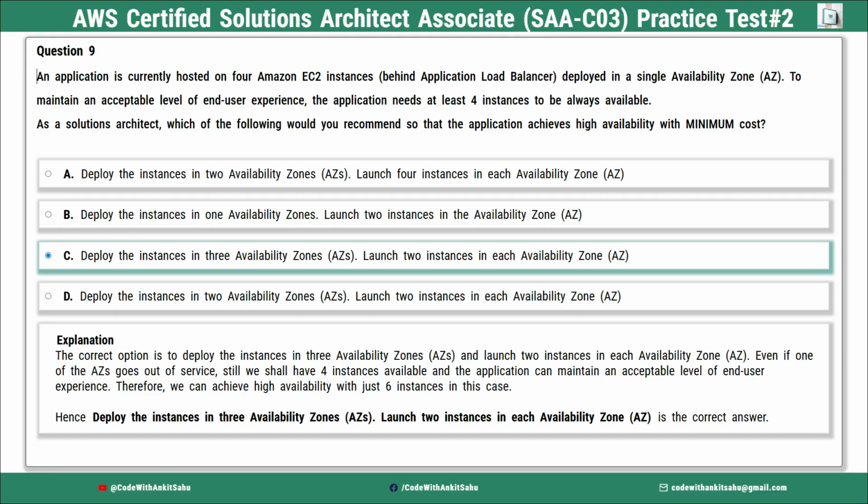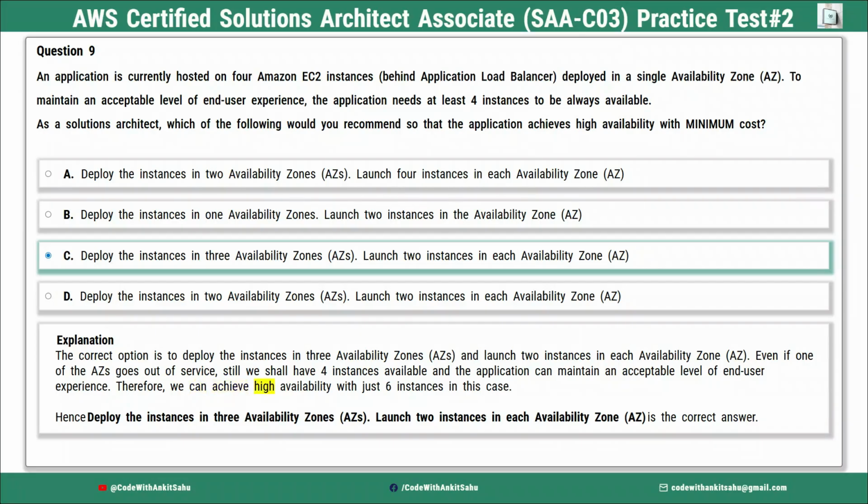Correct answer. Option C. Deploy the instances in 3 availability zones, AZs. Launch 2 instances in each availability zone, AZ. Explanation: the correct option is to deploy the instances in 3 availability zones, AZs, and launch 2 instances in each availability zone, AZ. Even if one of the AZs goes out of service, still we shall have 4 instances available and the application can maintain an acceptable level of end-user experience.